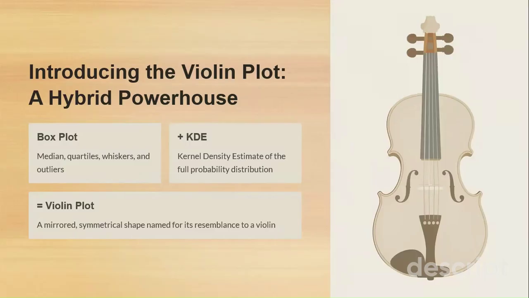Let me tell you, a violin plot combines the strength of two methods. First, it includes the familiar features of a box plot, such as the median, quartiles, and possible outliers. Second, it adds a kernel density estimate, known as KDE, which shows how the data is distributed across different values. The mirrored density shape gives the graph a violin-like appearance. So, a violin plot provides both summary statistics and distributional shape together in one visualization.